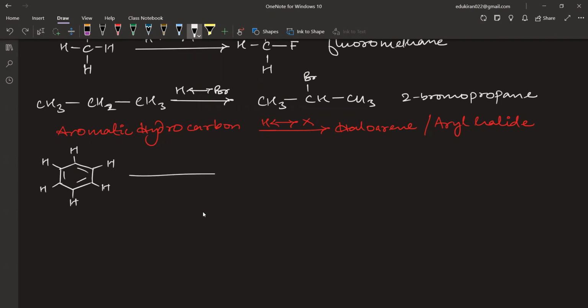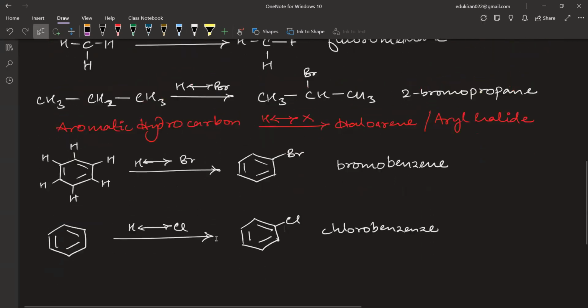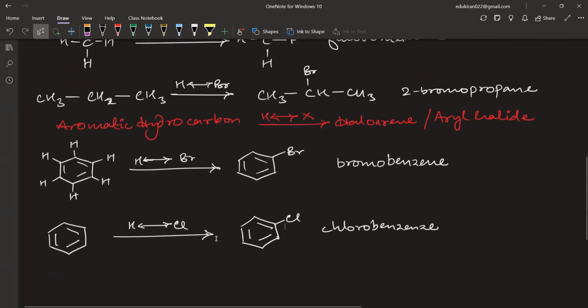And here also, if I exchange one of the hydrogens with halogen, so this will be named as bromobenzene. Okay. Similarly, you can exchange one of the hydrogen with chlorine. So this will be named as chlorobenzene. Oh, I forgot to add the chlorine. Okay, so these are easy stuff, just an introduction. Get yourself acquainted with the halogens.